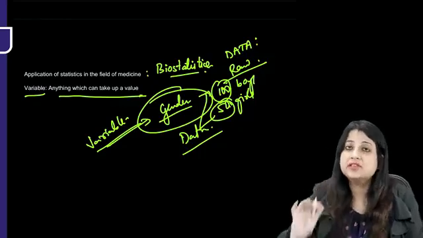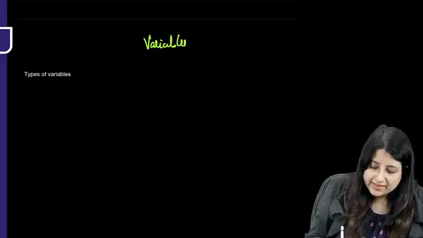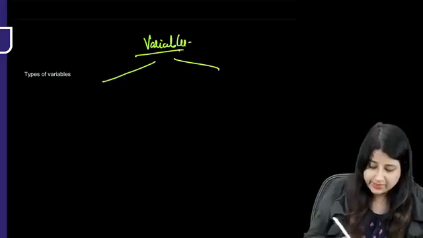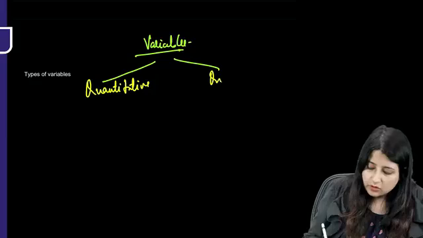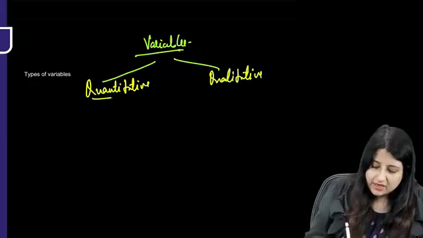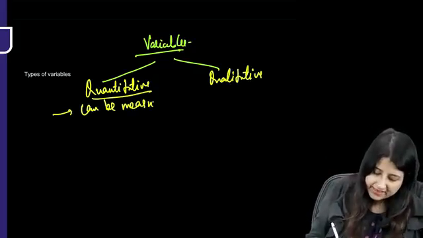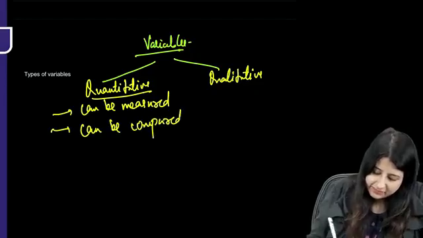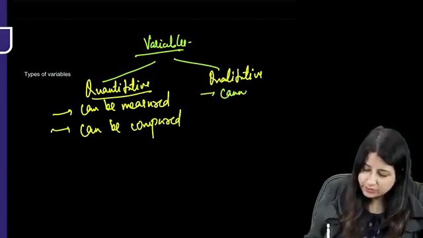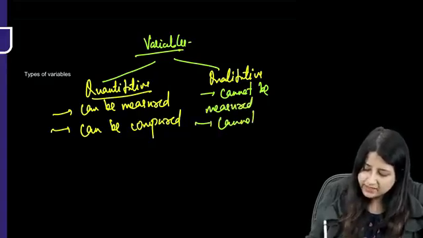And in entire biostat, the first thing which is done is classification of variables. So let's first start with the types of variables. Variables can be divided into two types. One is quantitative, this is the major classification, and the other is qualitative. Quantitative variables are variables which can be measured as well as compared. But what are qualitative variables, guys? Qualitative variables cannot be measured, and they cannot be compared.